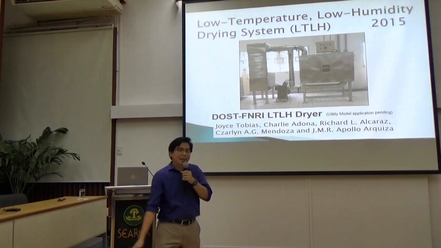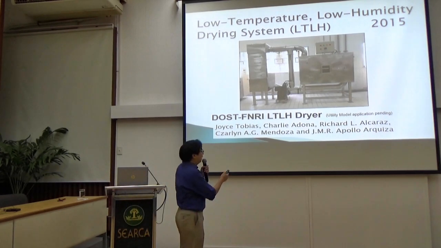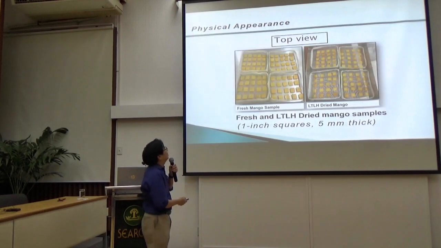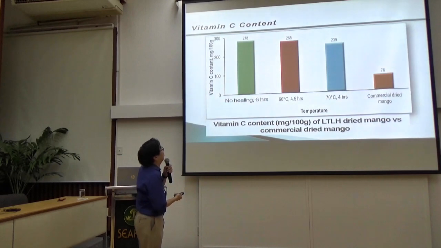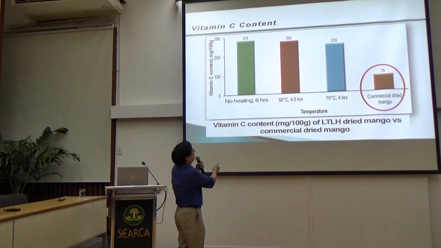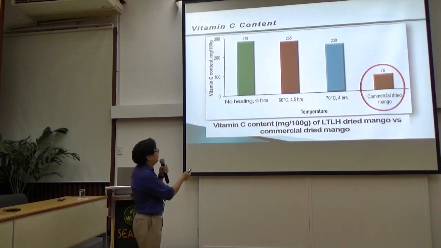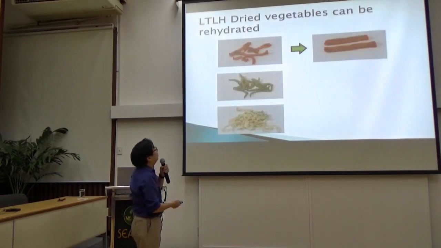Okay? And when I came back to the Philippines, no? So we sort of built a similar dryer. No? Okay? And then, so if you're talking of drying, you dry mango. So we dried mango, and this is our system actually. So there's no heating. So we try to preserve the structure of the fruit or the vegetable, and we also preserve the vitamins.